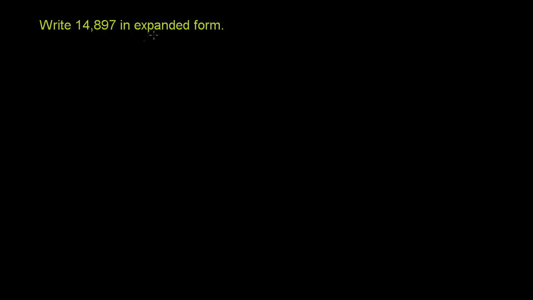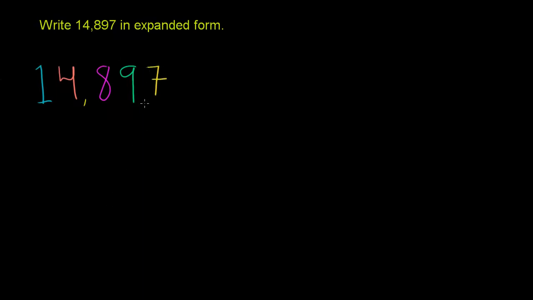Write 14,897 in expanded form. So let me just rewrite the number and I'll color code it, and that way we can keep track of our digits. So we have 14,000, and 897. Let's see, I already used the blue. Maybe I should use yellow. And 97 in expanded form.